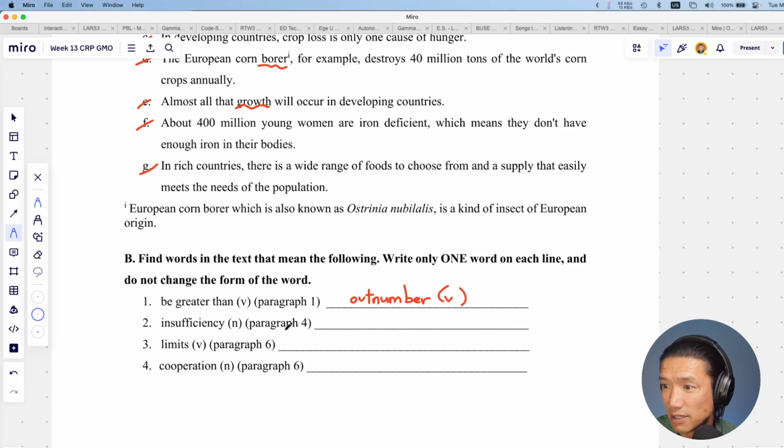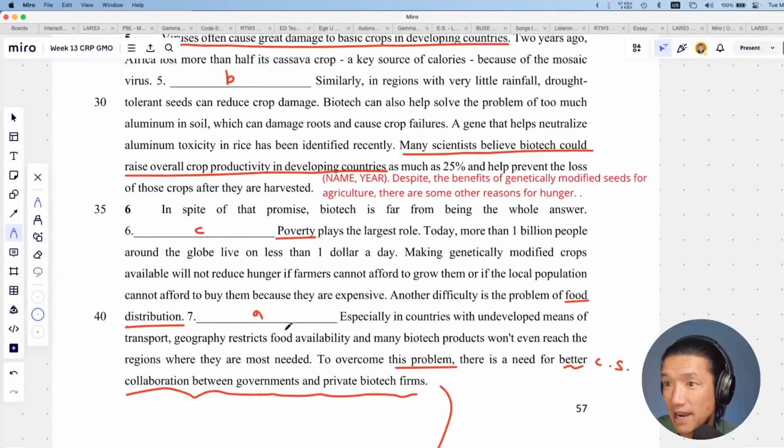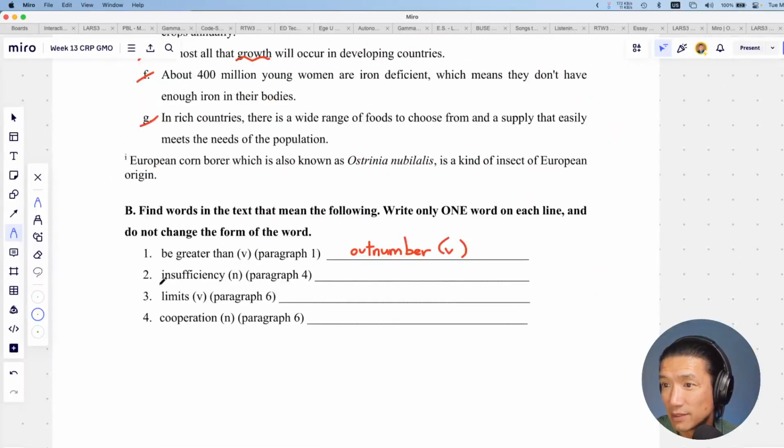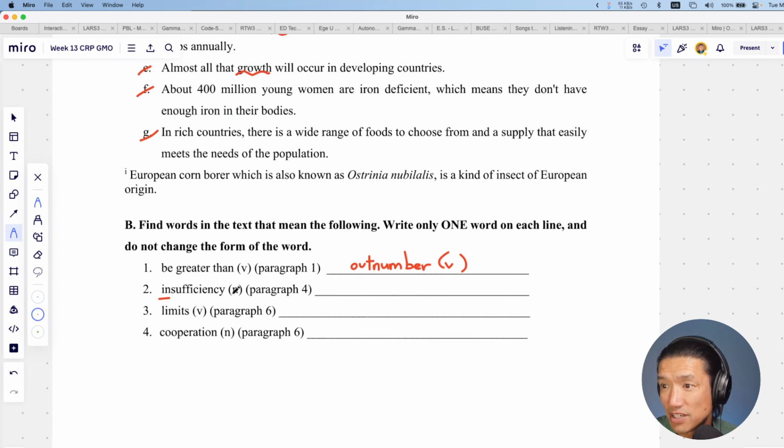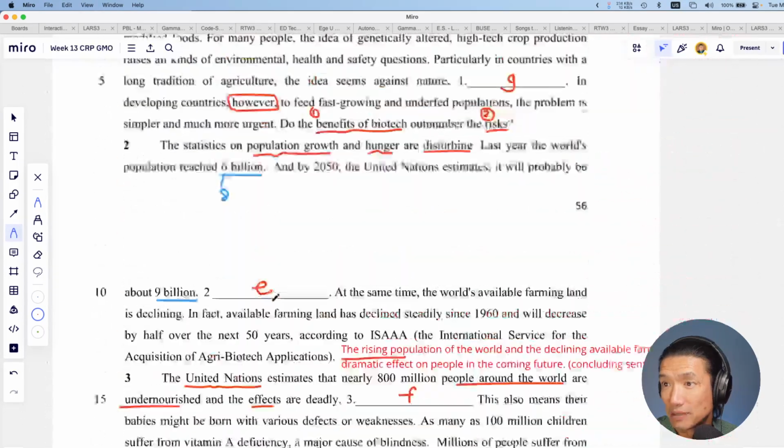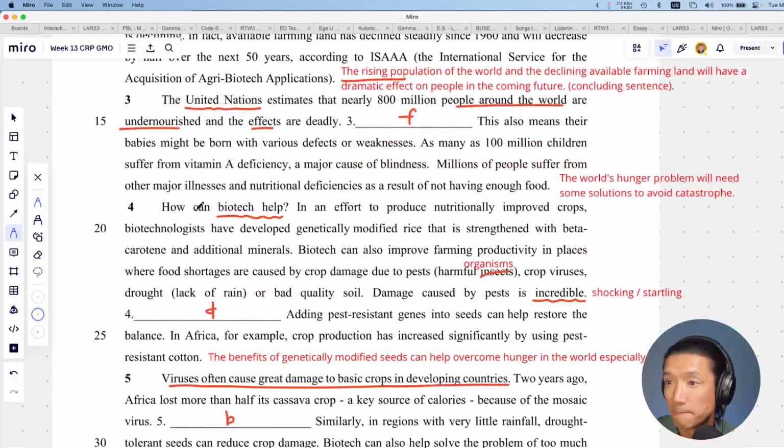Insufficiency, noun. We're looking in paragraph 4. To not have enough, right? This one is negative. Sufficient means having enough, so this is not having enough. Insufficiency, but we're looking for a noun, okay? This is also a noun. Great. Paragraph 4. Let's go. "How can biotech help in an effort to produce nutritionally improved crops?"